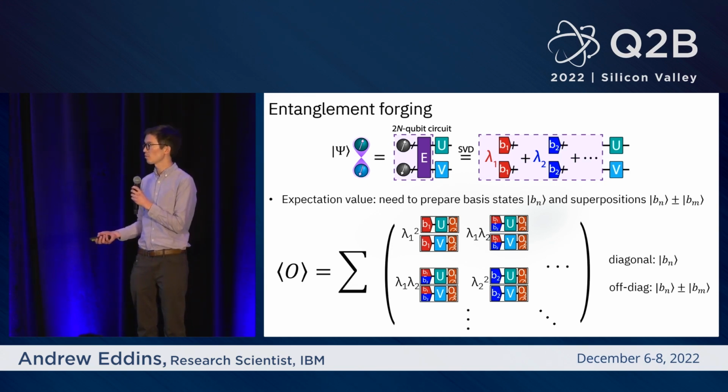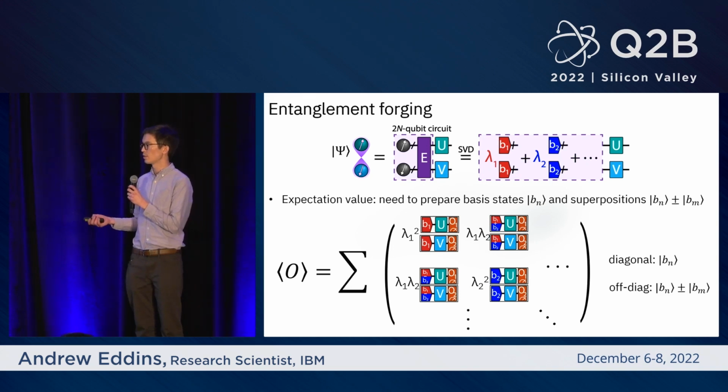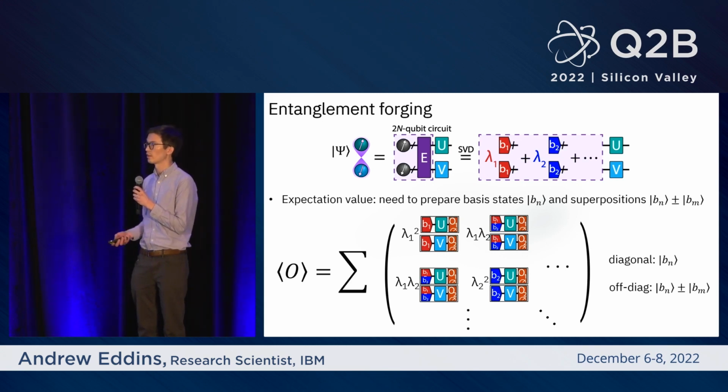If we use a singular value decomposition, we can expand the first part of that circuit, the entanglement structure, as a Schmidt decomposition. So shown in the dashed pink box, we have a sum over a series of basis states, B1, B2, and so on, weighted by these lambda 1, lambda 2, et cetera, coefficients, which I'll refer to as the Schmidt coefficients. And these define the structure of the entanglement.